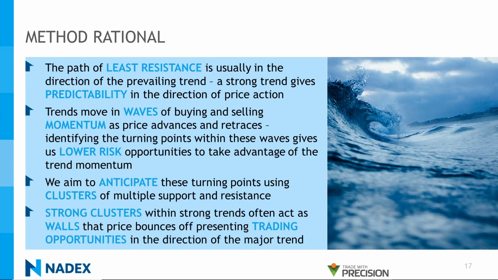So you guys might be thinking, okay, why does this work? Well, here's the method to the madness that we've been talking about. It's trading with the trend, taking that path of least resistance, going with the momentum in the market, gives us price action predictability and confidence that the trade is a high probability setup. So these trends have the tendency to move in waves of buying and selling momentum. So identifying the turning points within these advancements and retracements gives us a lower risk trading opportunity to capitalize on the trend momentum. So we're anticipating these turns in the price action using the clusters that we've been talking about related to multiple support and resistance levels clustering in and around that same zone.